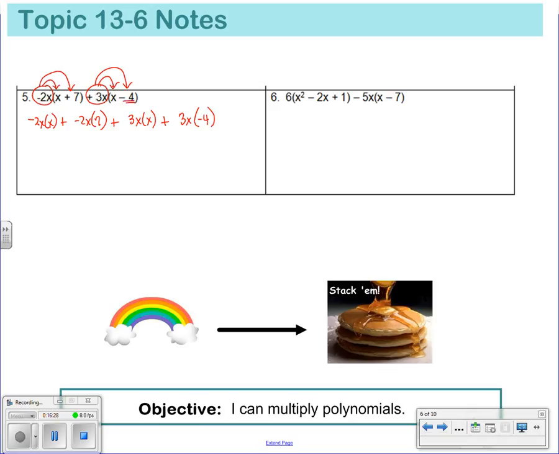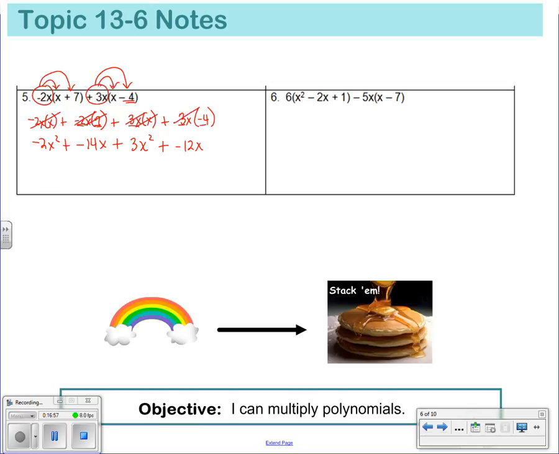Let's simplify. We have negative 2 times x, so that's a negative 2x squared, plus negative 2 times 7, it's a negative 14x, plus 3x times x, so that's 3x squared, and then plus 3 times a negative 4, that's a negative 12x. There's no squared term with that, just an x.